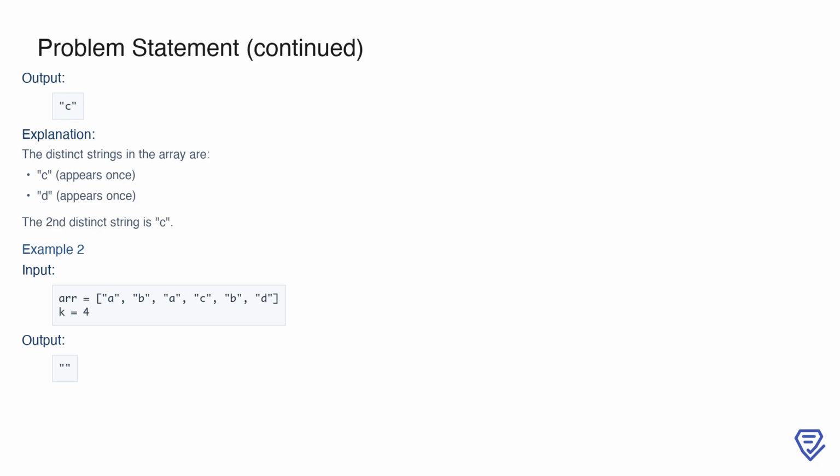Suppose the input array is arr equals a, b, c, b, d, and k equals 2. The output in this case would be c. Here's why: the distinct strings in the array are those that appear exactly once. In this array, the distinct strings are c and d. Since k is 2, we are looking for the second distinct string, which is c. This illustrates how the problem is solved by identifying distinct strings and selecting the one at the kth position.